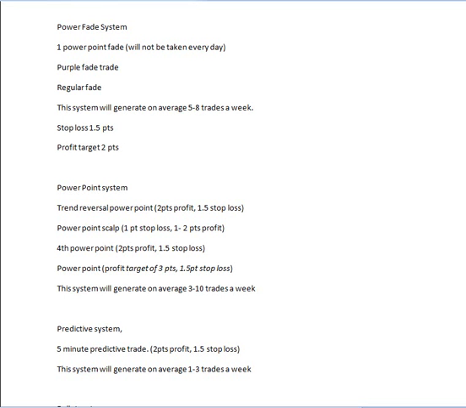So the first PowerPoint fade will not be taken every day. What I do with a first power fade trade that comes along each day is I track them. I'm looking for situations where the market has a possible breakout early in the morning. A lot of the days, at least 50% of the time, the market will break up or down at the start of the day, and I'll be looking to take advantage of some of those trades. Generally there'd probably be about 2 a week. Before the market opens, I'll announce that we're going to take the first PowerPoint fade if it comes along. So keep an eye on that.